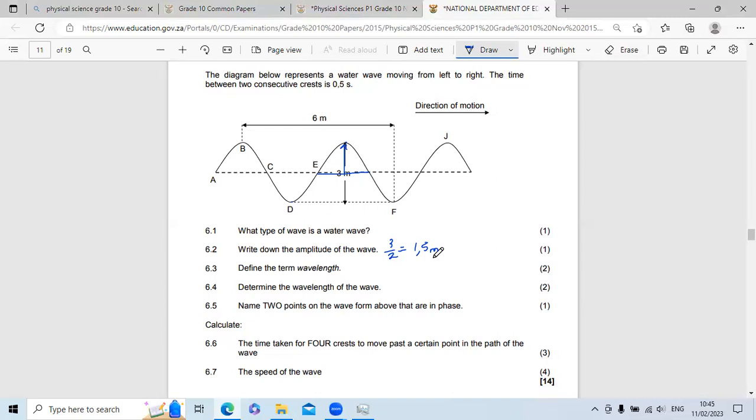Let me wait for my internet connection. So they want us to determine the wavelength of the wave. You're going to have to look at point B to point F and calculate how many waves are in there. And then you know how to do the rest. Let me give you 3 minutes to get that answer. Is that fine?